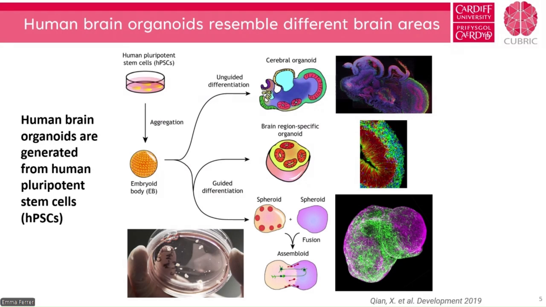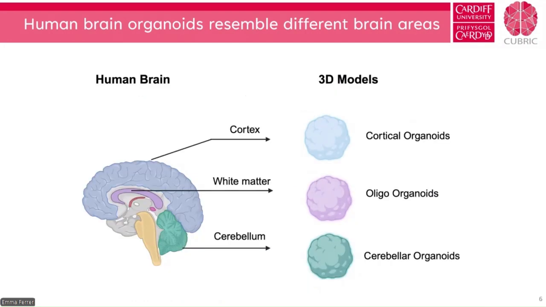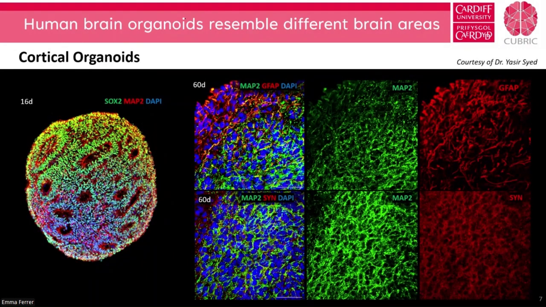Once you have the guided differentiation, which is pretty cool, you can fuse them together. For instance, you can grow a cortical spheroid and a hippocampal spheroid, and then make them connect together. You can study the connection between cortex and hippocampus, for example. This paradigm has been successful. As I said, we can grow cortical organoids. Nowadays, we can grow oligo-organoids, which contain oligodendrocytes, and so there is myelin in there, and cerebellar organoids.